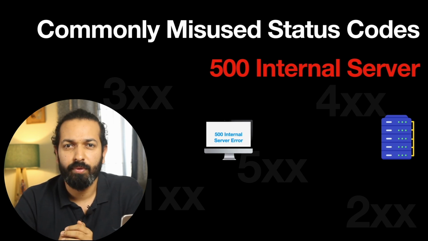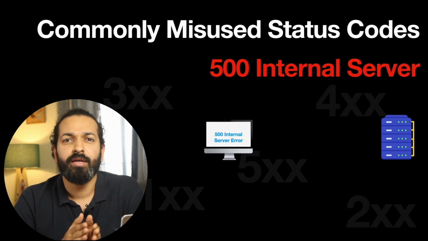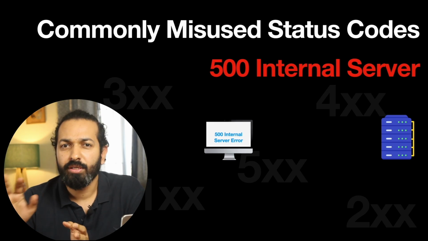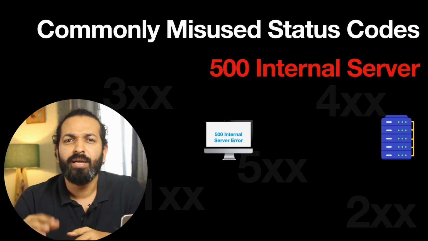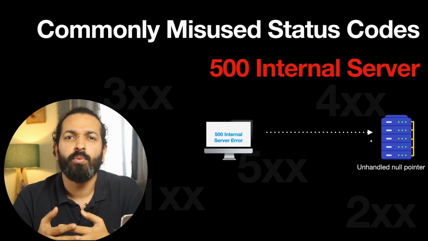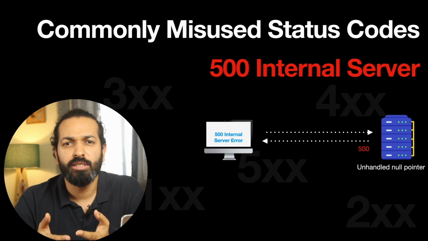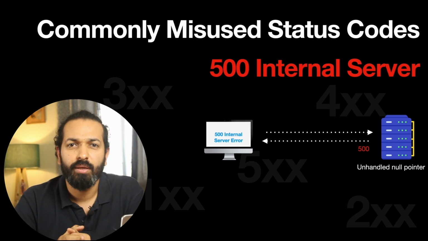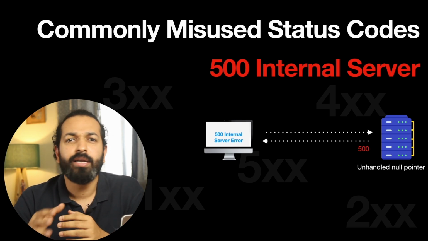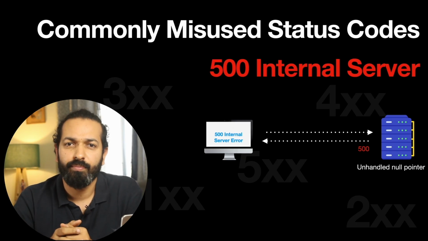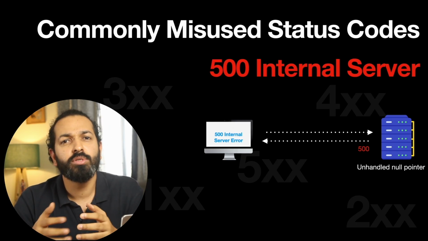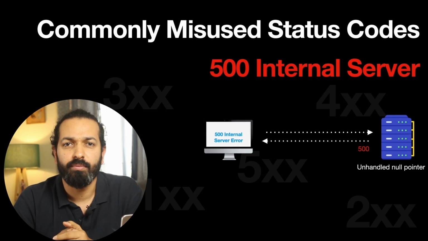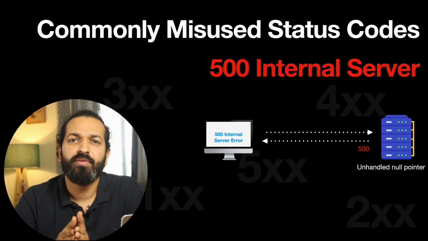Let's look at it. So 500 internal server error means something went wrong on the server itself. It is a generic catch when the server encounters some unexpected conditions which are not handled. So let's say your database crashes while processing a query, or your code throws a null pointer exception which is not handled. In these cases, maybe 500 is correct.